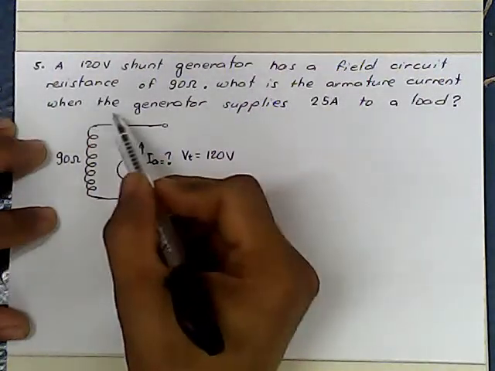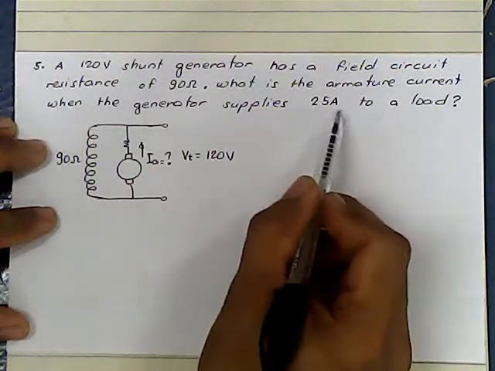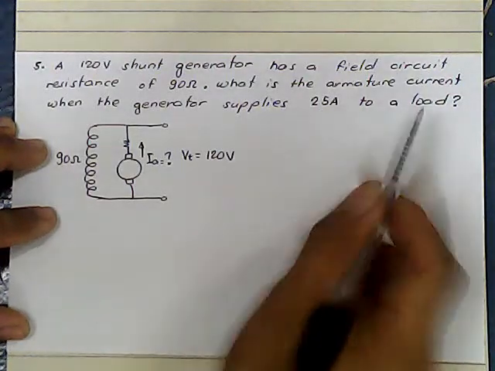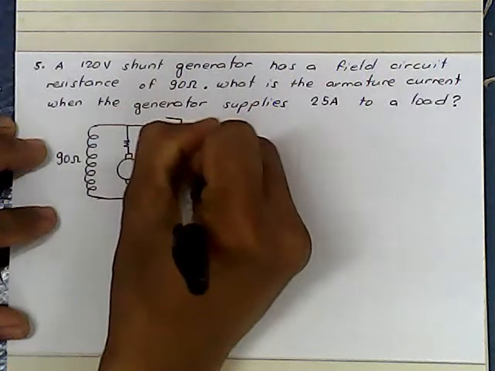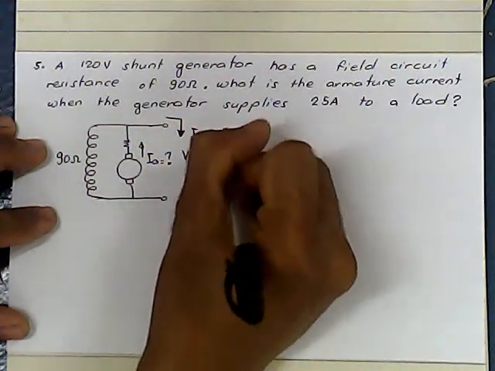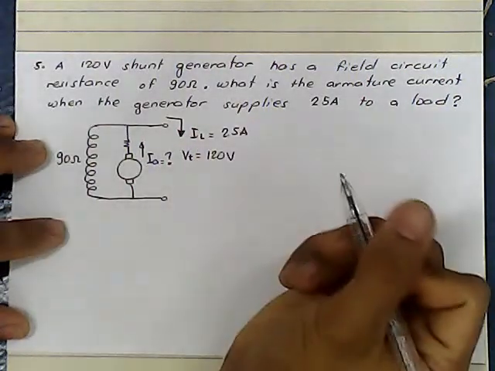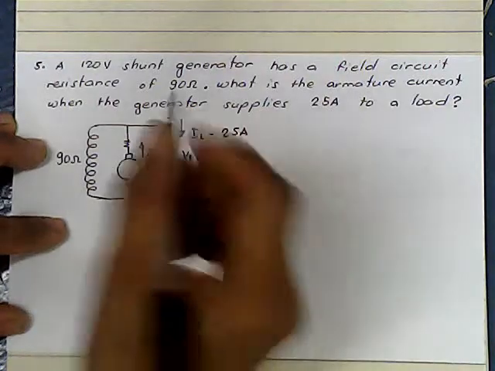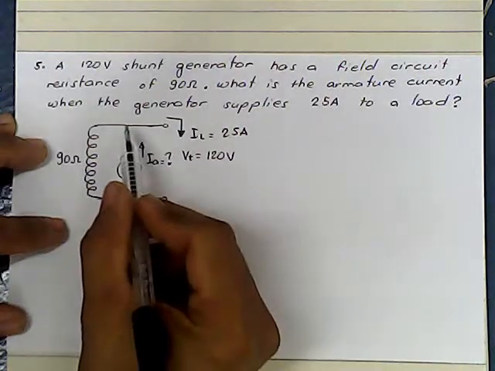It says here the generator supplies 25 amperes to a load. So, that means this 25 amperes is our current in the load, that is our IL. So IL is equal to 25 amperes. So how do we get this? Okay, first, that is by nodal analysis.